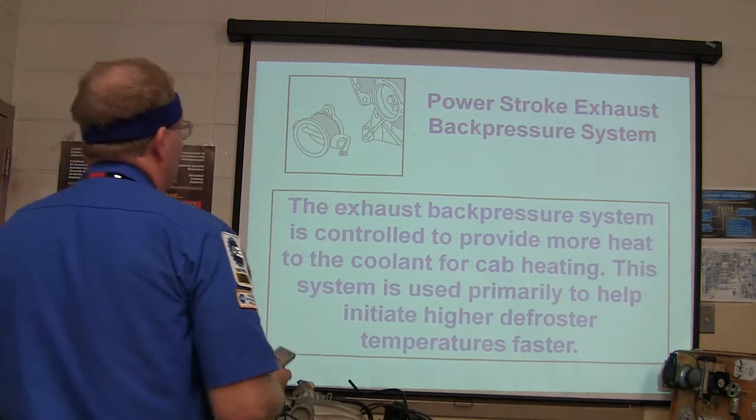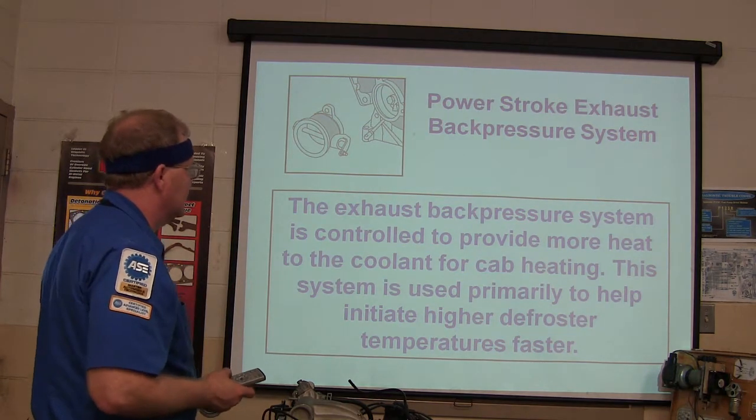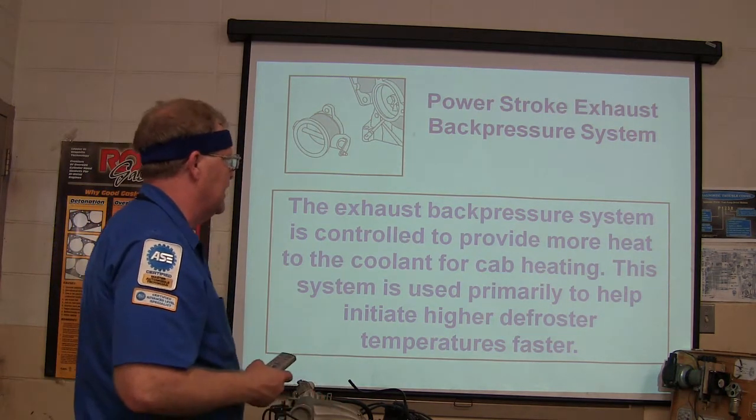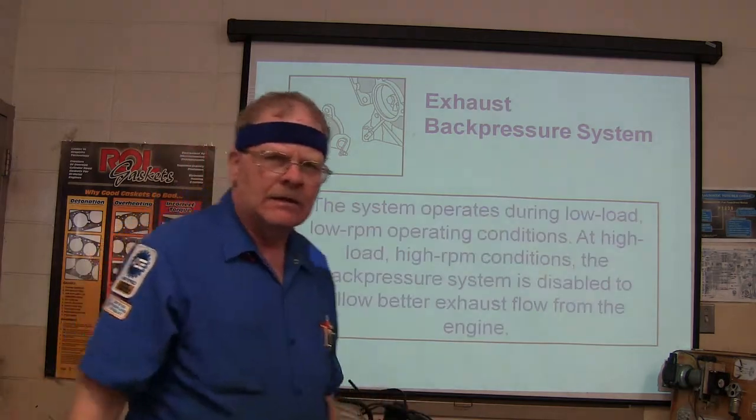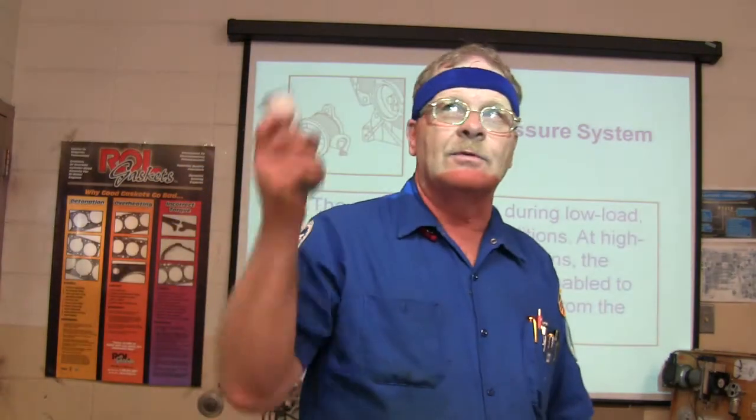The Power Stroke exhaust back pressure system is controlled to provide more heat to the coolant for cab heating. This system is used primarily to help initiate higher defroster temperatures faster. Now, it seems like that wouldn't be very important, does it? Well, whenever you're in freezing temperatures way up in North Dakota, it's real important.